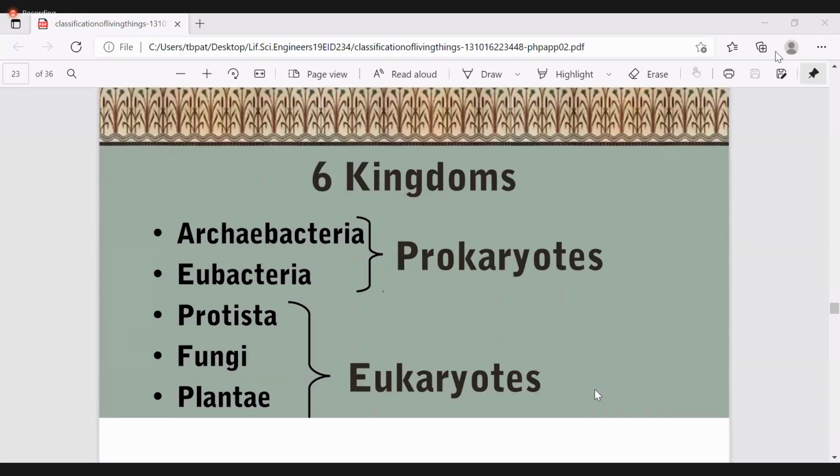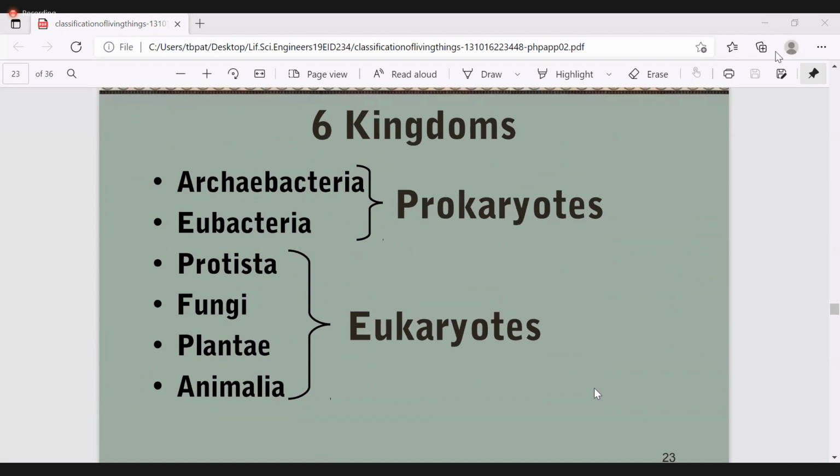Biology is very interesting. Here, the kingdom: there are 3 domains and 6 kingdoms. Of the 6 kingdoms, 2 are prokaryotic and 4 are eukaryotic. The domain Eukarya belongs to the eukaryotes. The domains Archaea and Bacteria come under the prokaryotes.